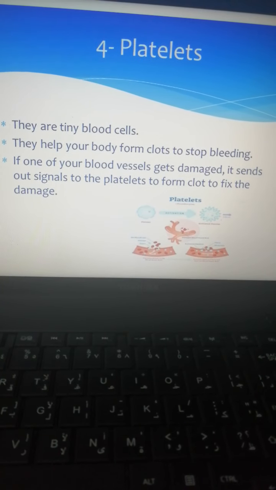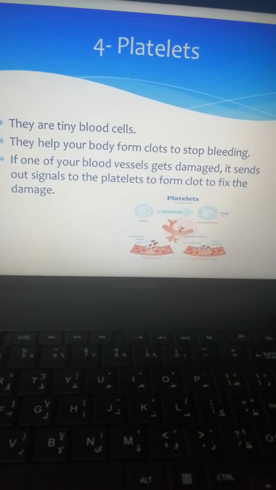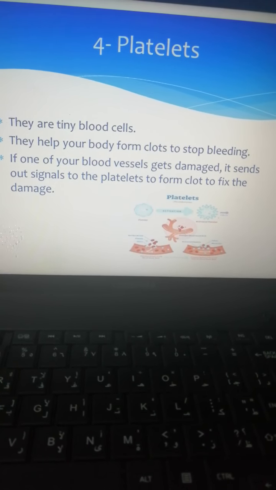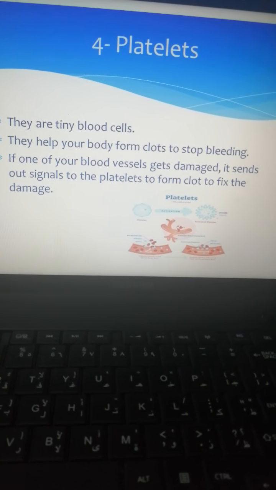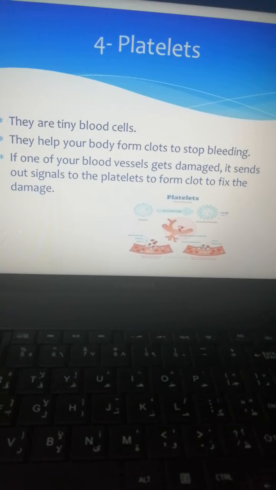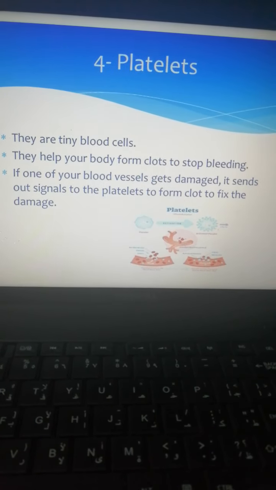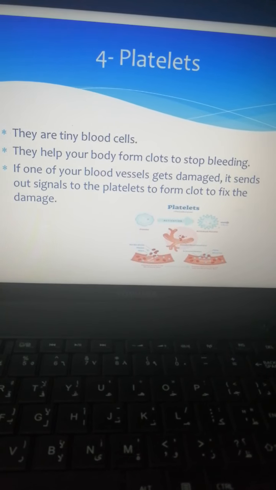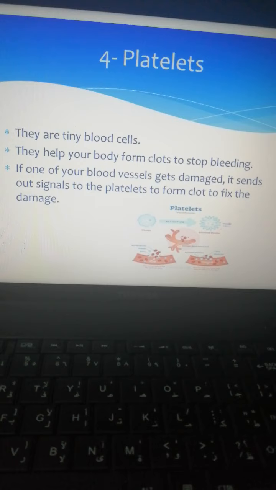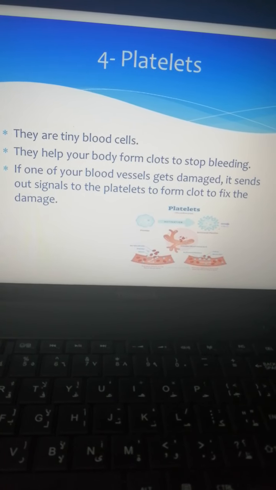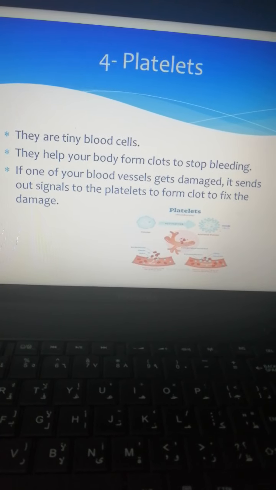Number 4, platelets. The fourth component of blood, platelets. Platelets are very important. Why? They are very tiny blood cells, small fragments. They help your body form clots to stop bleeding. So, what is the function of platelets? Prevent bleeding. They help your body stop bleeding.